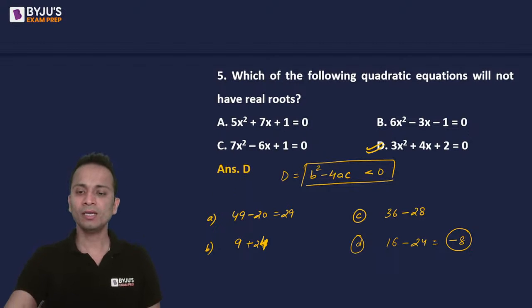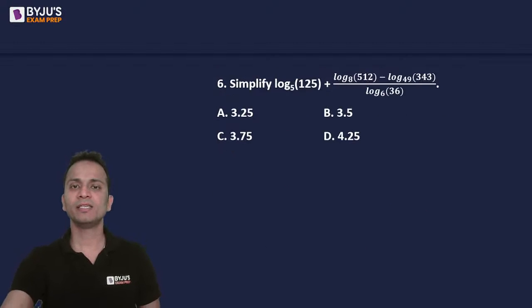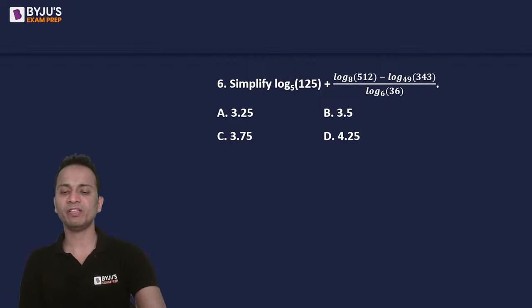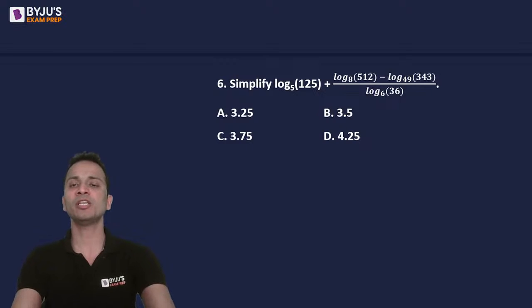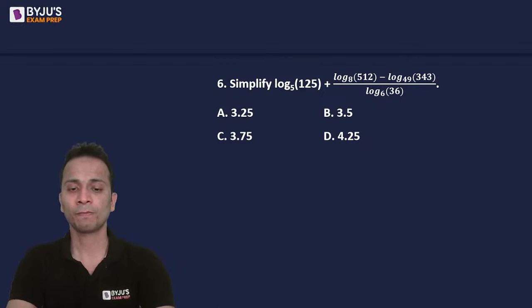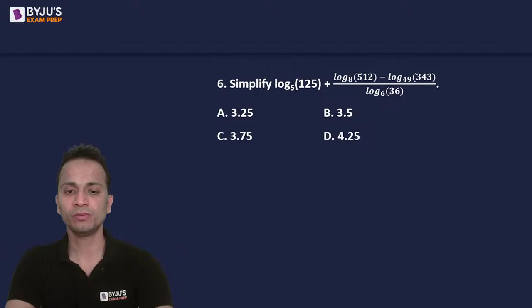Okay. Let's move on to question number 6. Question number 6 is based on logarithms. So you'll have to simplify and get me the value of this expression that is given in the form of logarithms. Easy question, quickly give the answer.